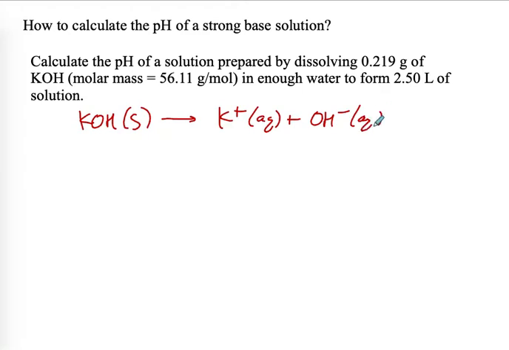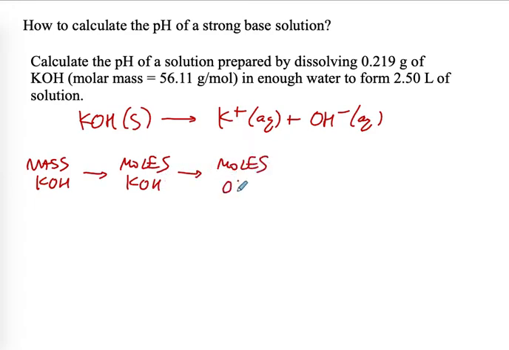Here's our roadmap. Mass of potassium hydroxide will allow us to calculate the moles of potassium hydroxide, which will allow us to calculate moles of hydroxide, which in this case is a 1-to-1 mole ratio, but it doesn't have to be, which will let us calculate the concentration of hydroxide, from which we'll determine the pH. So let's begin by calculating the hydroxide ion concentration.